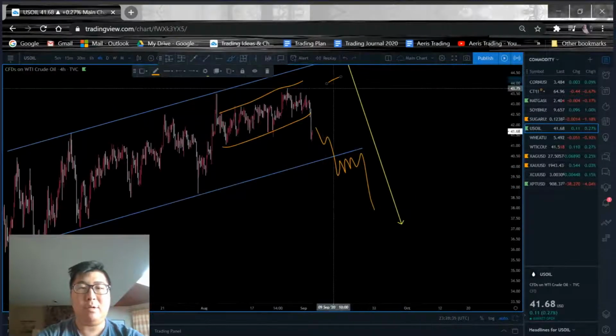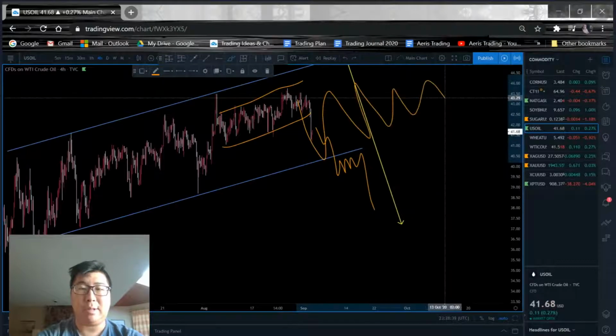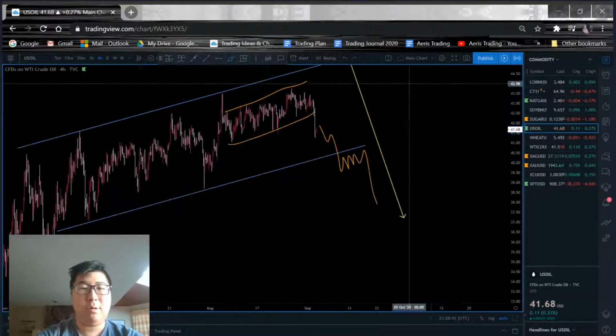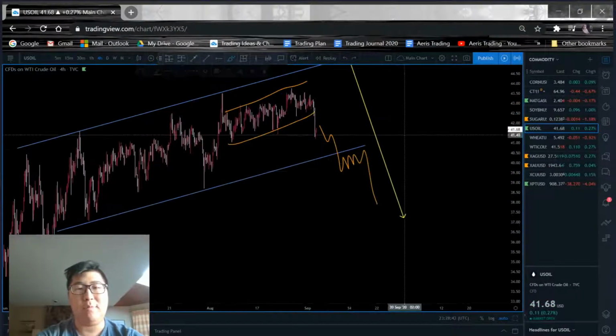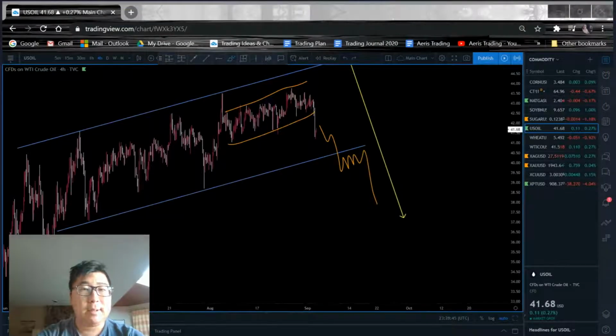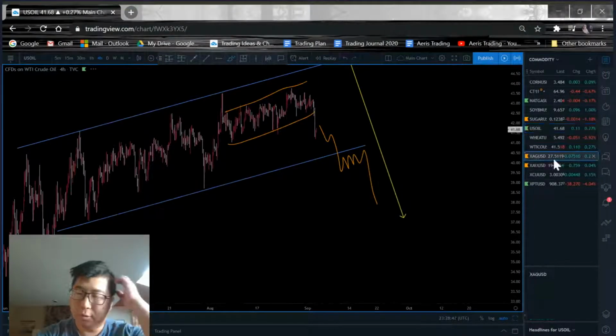If not, I'm happy to let the trade continue, let the price continue consolidating in this channel. It won't be interesting until I see some sort of confirmation. That is what I see on oil. Let's go through silver and gold.